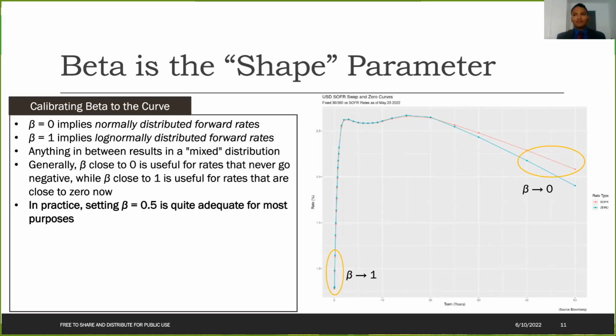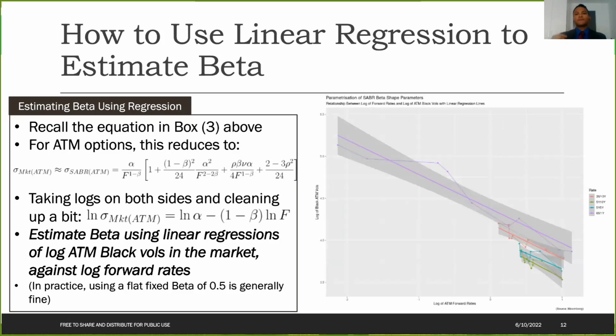Now, is it really, strictly speaking, all that important? Well, yes, but it's not as important as the other parameters. So in most cases, you can get away with a beta of about 0.5. But there is a way of being a little bit more precise about these things rather than just picking a number. You can actually run linear regression of log forward rates against log implied Black 76 or log normal volatilities.